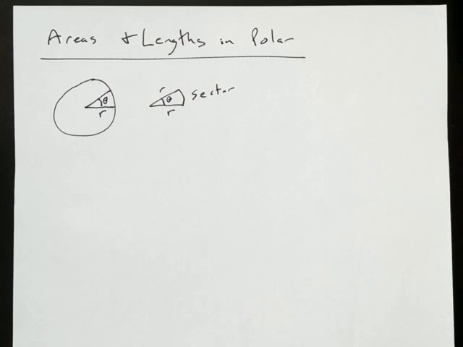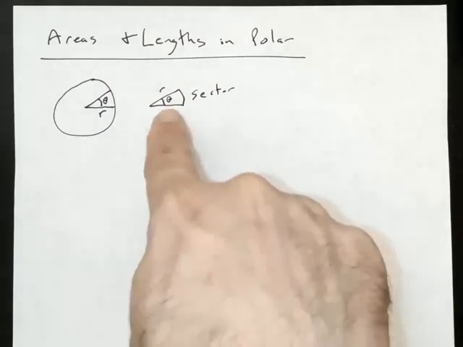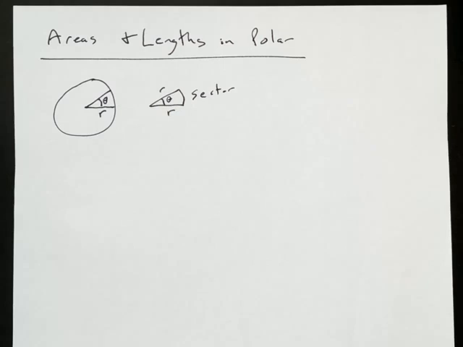I know there's a formula for the area of this sector. The question is, how do I find it? And there are a couple of different ways to do this. You could have already seen this formula in your pre-calc class, back in trig. But I'm going to assume that you don't remember it from there.